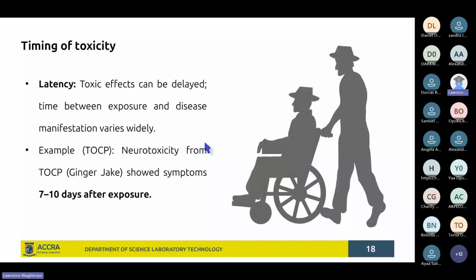We are moving to another concept, latency. That is referring to the timing of toxicity. Latency refers to, say, the time from exposure to the time of manifestation of the toxic effects. That's a latency period, and these can vary widely depending on the toxic substances to which victims are exposed. So in the case of, for instance, the substance TOCP, which was used to adulterate the ginger jake, we had a latency period of about 7 to 10 days. So after victims drank this ginger jake, it's only after a week that they begin to have manifestation of the effect. So that's a latency period of such a toxicant.